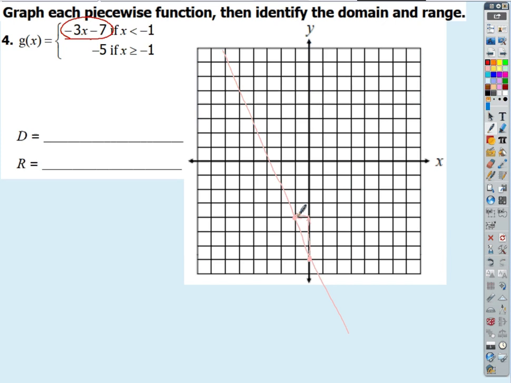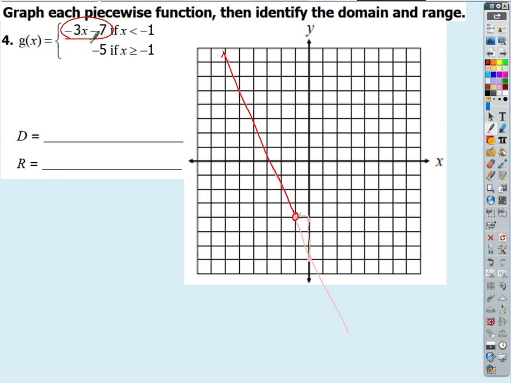Open, how come? It's not equal to -1, so we're not including -1, but there's the endpoint. Why did I put the dot right there? Because that's -1. Because that's the point on this line that we drew where x equals -1.